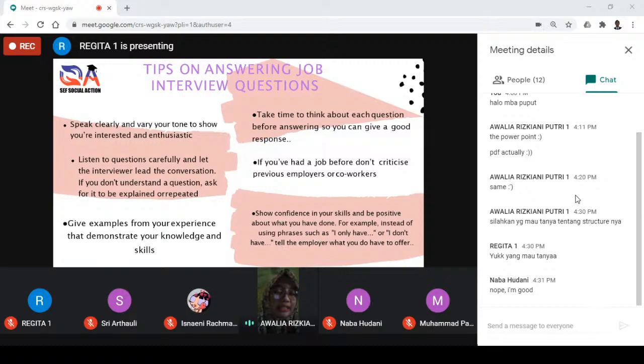And then the 5 tips is, if you had a job before, don't criticize previous employers or coworkers. Why? This is kind of a tricky one, because if you criticize the employer or your coworker before, they will think that you are not a sociable person and you are a hard person to have in a group task. For example, it will make them question: are you really a person who gets easily hurt? No, right? You don't want them to have a bad view about you. So make sure you don't criticize your employer or coworker before.